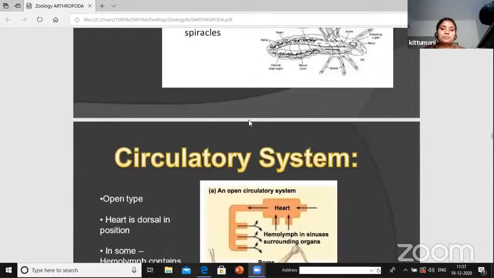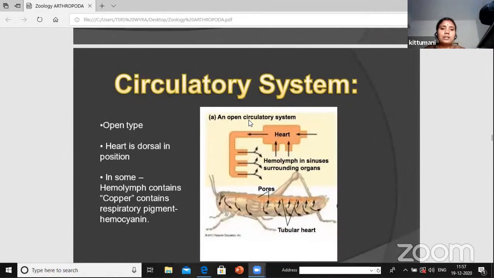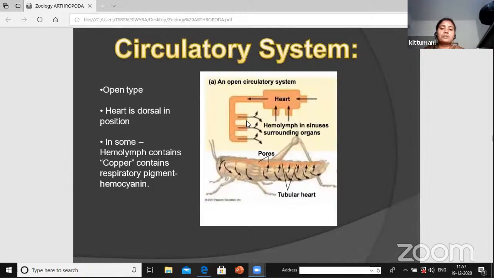And then we will enter into the circulatory system of Arthropoda. Here which type of circulatory system is present in arthropods? Open type circulatory system. Which one? Open type. We already discussed what is the open, what is the closed, what are the differences, we will discuss. But in the case of Arthropoda, we will observe the open type circulatory system here.